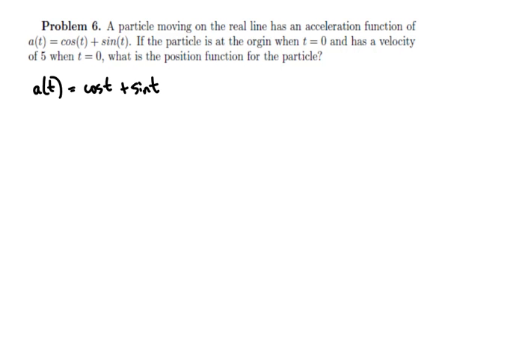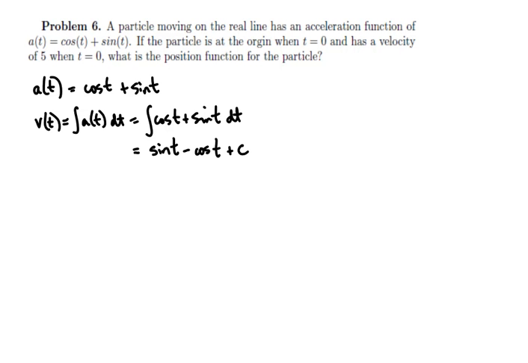Well, we start with the acceleration being cosine t plus sine t, and velocity is the integral of acceleration. So the velocity is the integral of a(t) dt, which is the integral of cosine t plus sine t dt. Now the integral of cosine is sine, the integral of sine is negative cosine, and we have to put the plus c there because this is an indefinite integration.